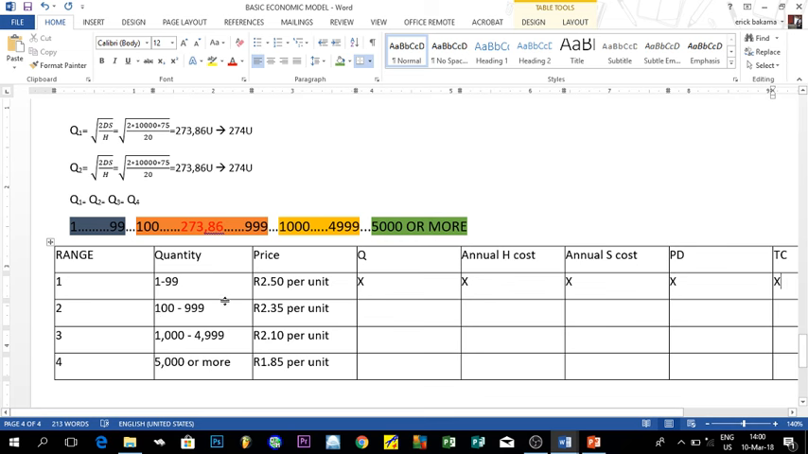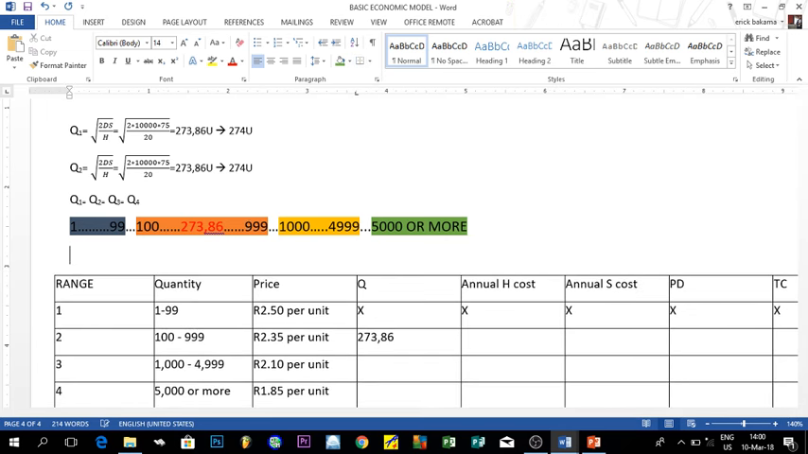Now we look at the second interval. The Q that we have is below the 273. Falls inside the range from 100 to 999. That means we'll keep the same value of Q, which is 273.86, because it falls in this range here.